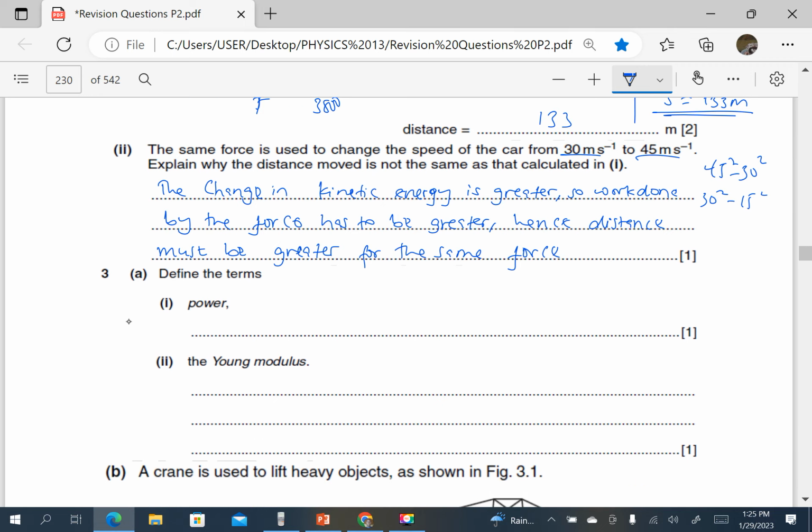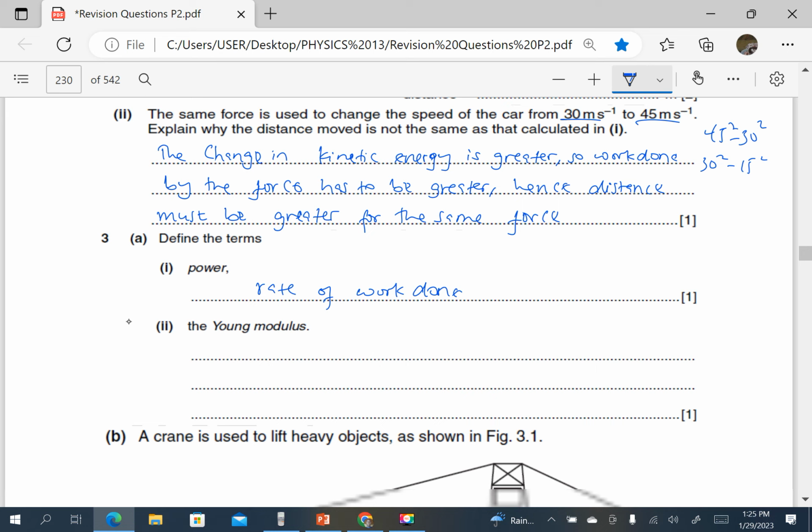Define the term power. Power is the rate of doing work, the rate of work done, or work done over time taken, or work done per unit time. That is power. Rate of doing work, rate of work done.